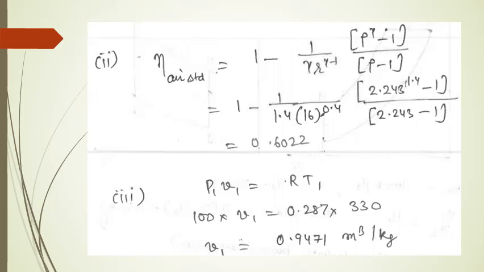For state 1, we write the state equation P1 V1 equals R T1, and with the help of this expression, we find the value of V1, which comes out to be 0.9471. Remember again that pressure has to be kept in kilopascal, as volume is in meter cube per kg, that is, it is a specific volume. R is in the units of kilojoule per kg per Kelvin, and temperature is in Kelvin.